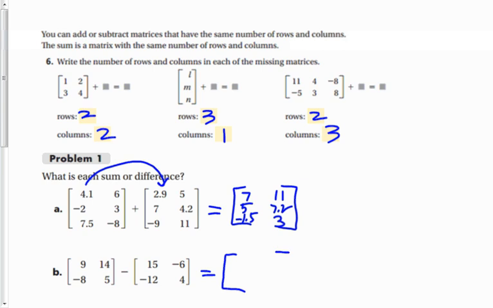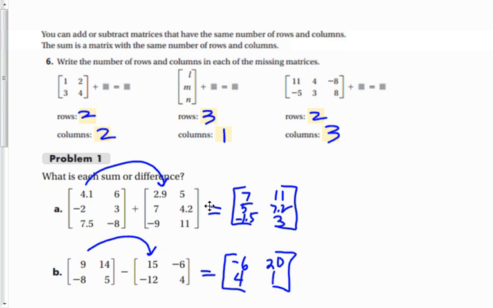Your answer matrix will have the same number of rows and columns, so 2 rows and 2 columns, and now we're just going to subtract the corresponding entries. 9 minus 15 is negative 6. 14 minus negative 6 is 20. Negative 8 minus negative 12 is 4. And 5 minus 4 is 1.